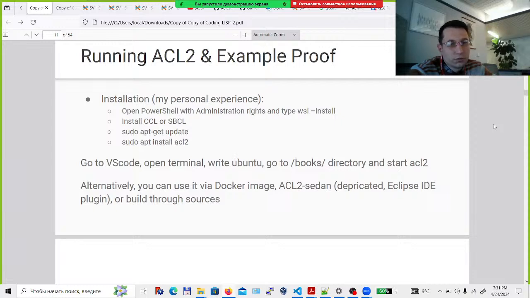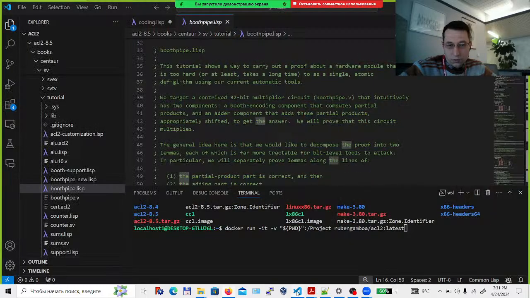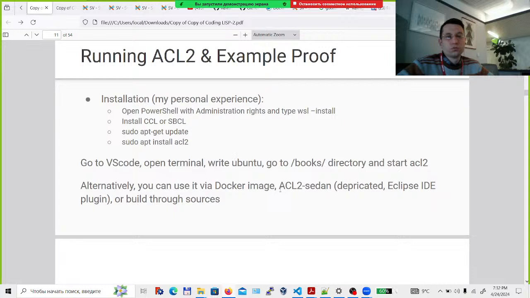So if you would like to discover the latest theorem prover ACL2, I would like to recommend you to use a Docker image, which you can use with the following command. Using ACL2 Sedan is deprecated.